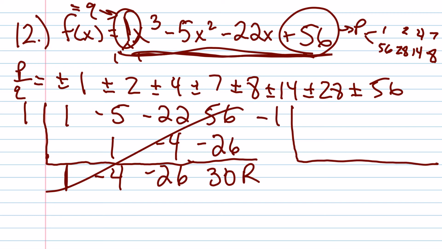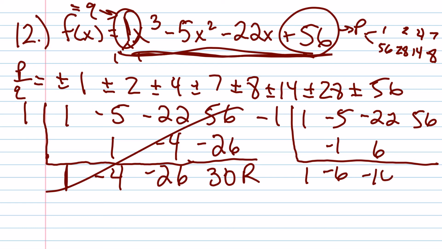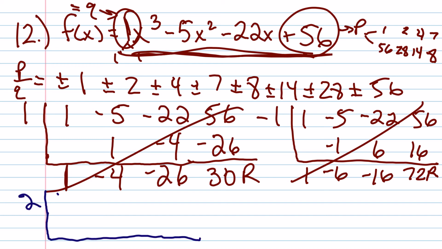So I'm putting negative 1 on the outside. 1, negative 5, negative 22, 56. I put 1. 1 times negative 1 is negative 1. I get negative 6, positive 6, negative 16, positive 16, 72 is my remainder. That doesn't work either. Right? Do the same thing again. Now I'm going to pick 2. 1, negative 5, negative 22, and 56. Put 1 here.